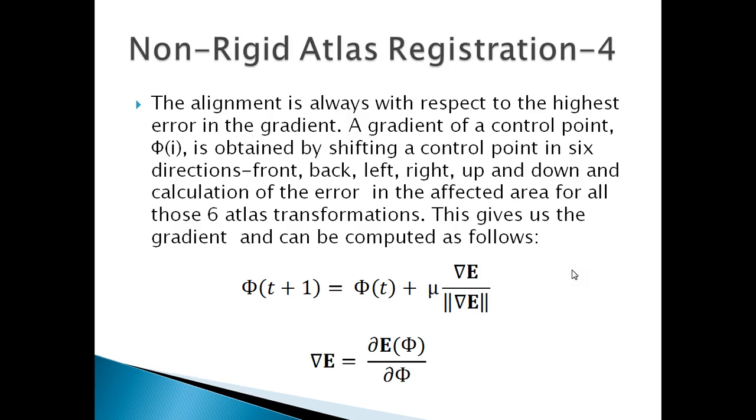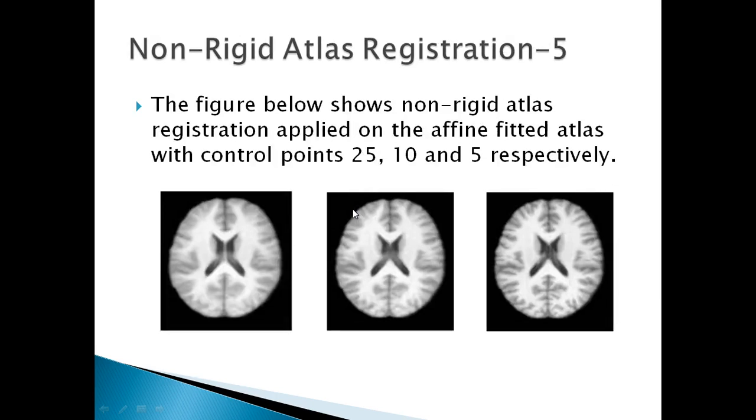So the gradient of a control point is defined by shifting a control point in 6 directions: up, down, left, right, front, and back, and the calculation of error in the affected area for all the 6 transformations that take place, the 6 shiftings. So this gives us the gradient, and the gradient can be computed as follows. These two formulas help you find the gradient in this particular situation.